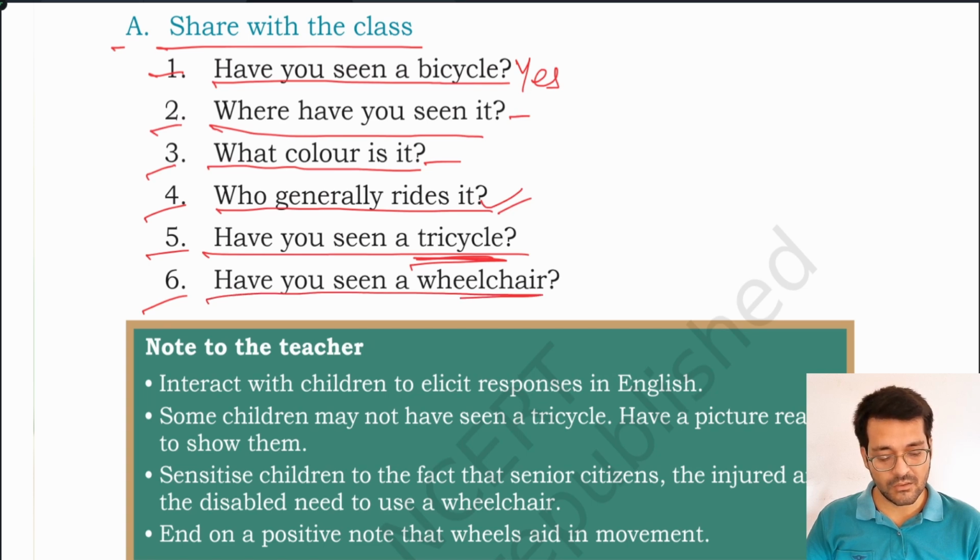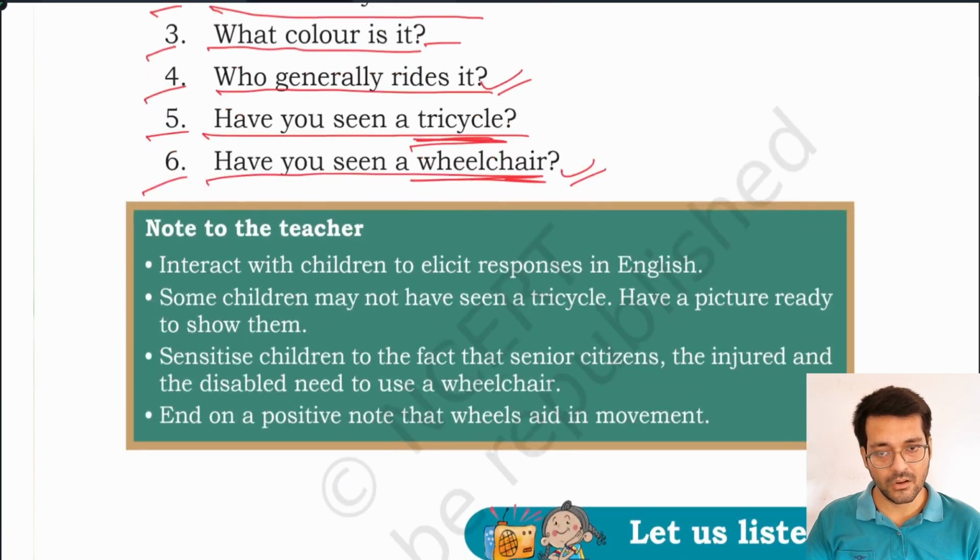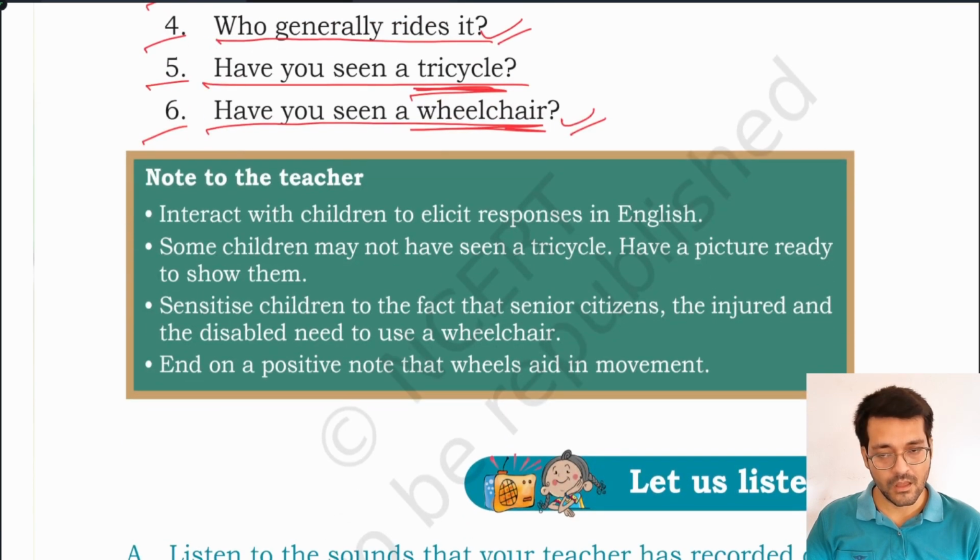Have you seen a wheelchair? A wheelchair also has three wheels, but it is especially made for disabled people who have a physical disability, the person who can't move on their legs.